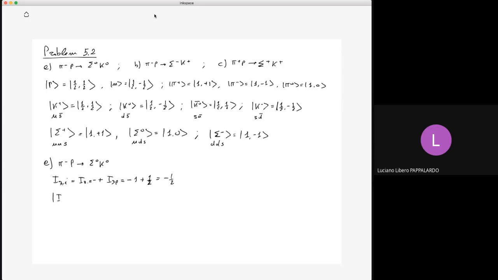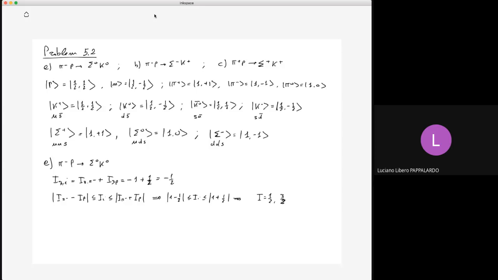Now the total isospin, I pi minus minus I proton, I pi minus plus I proton. So we have 1 minus 1/2, 1 plus 1/2. And so the possible assignments are 1/2 and 3/2. And both values are possible because the third component is just minus 1/2. Okay, so we have to combine them in the usual way.